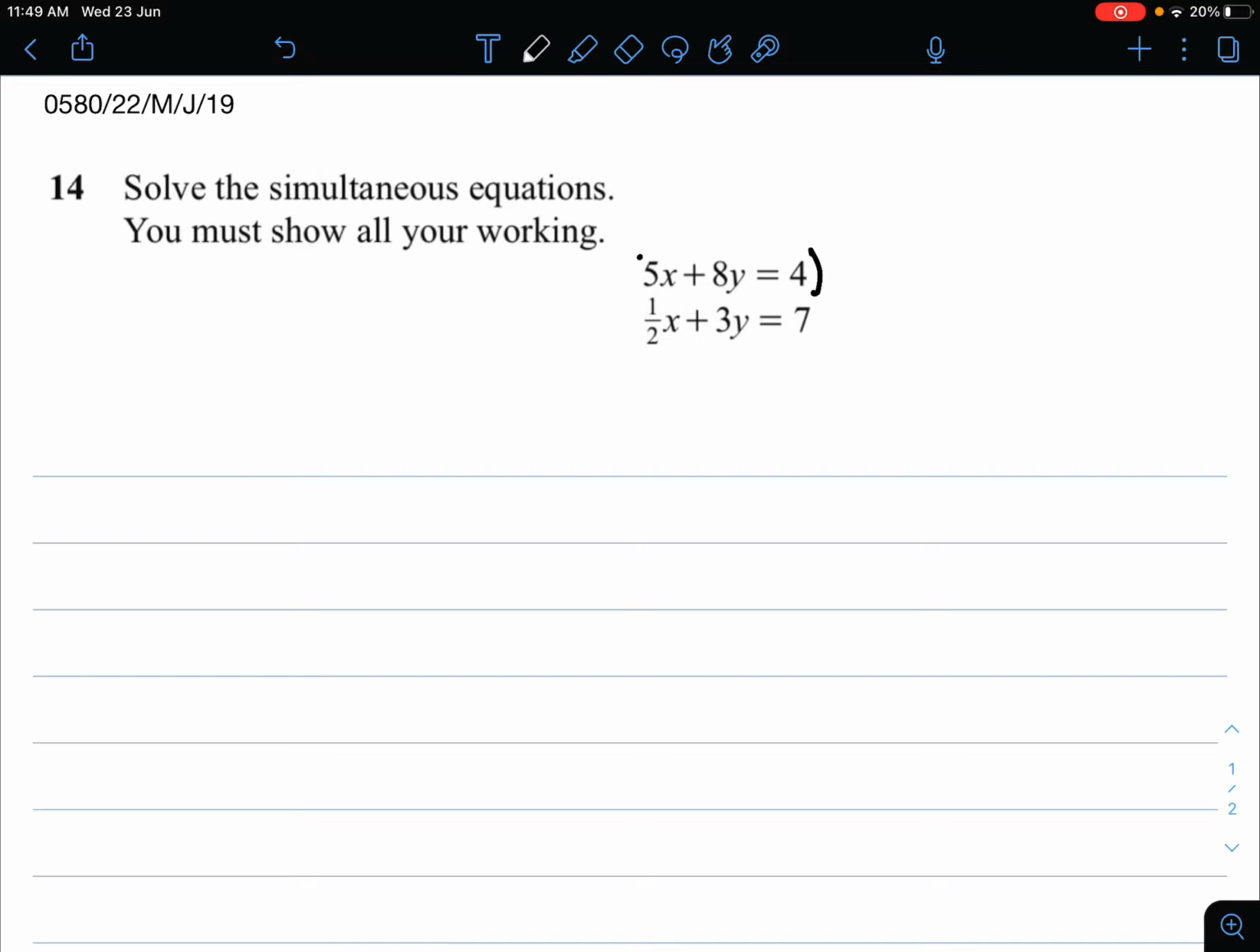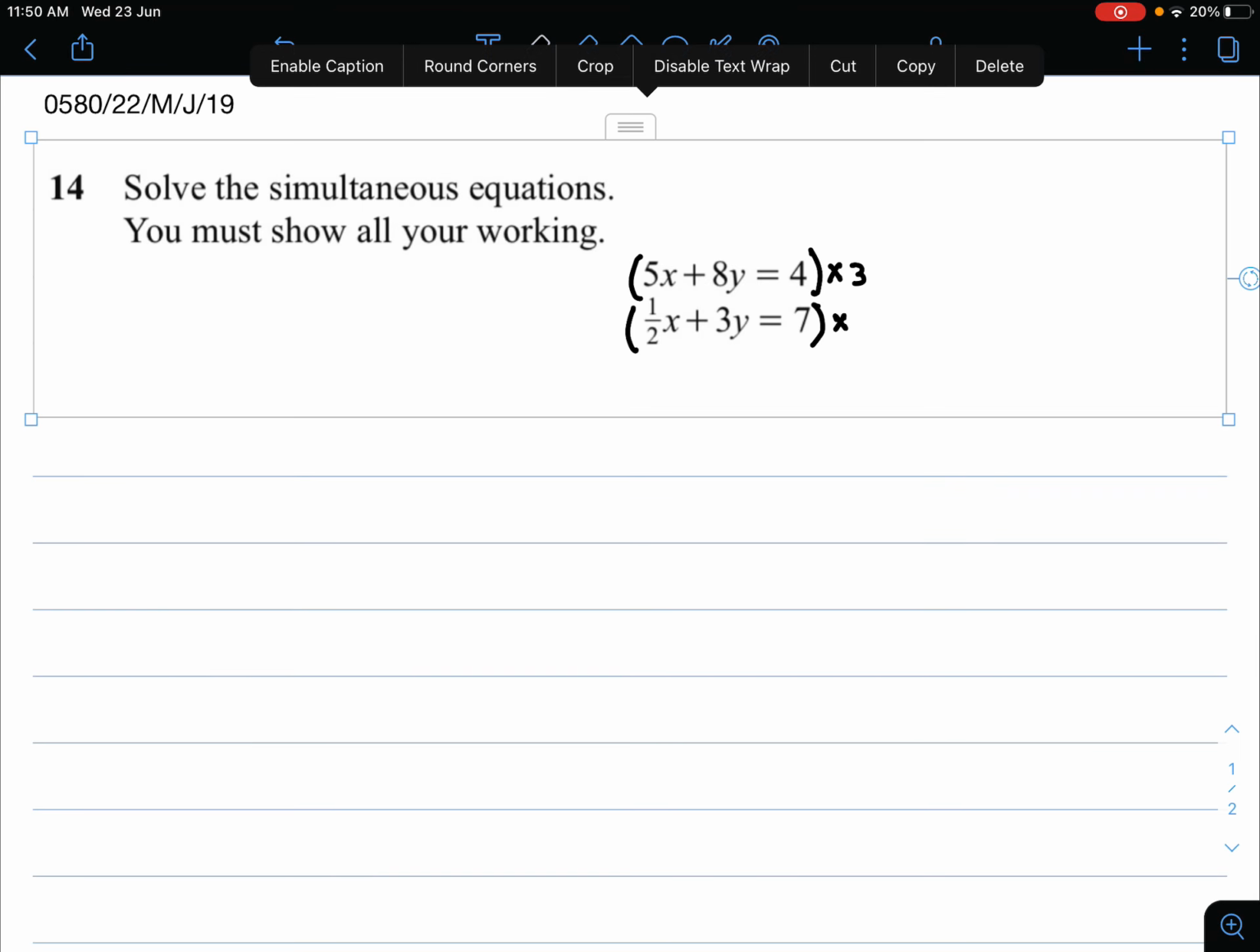So we can do that by multiplying the first equation by 3. Now you can multiply both equations by any number. You can even multiply only one equation to match the other equation's coefficient. It all depends on what method you use. So we can multiply the second equation by 8.